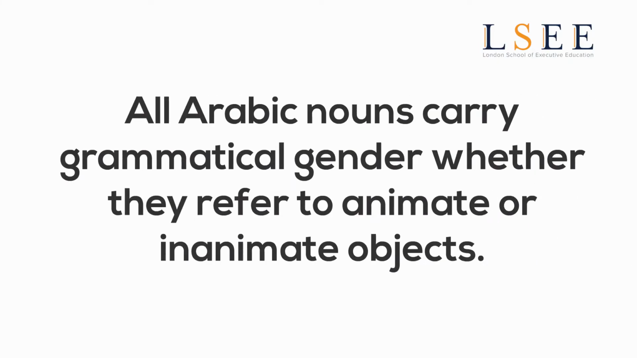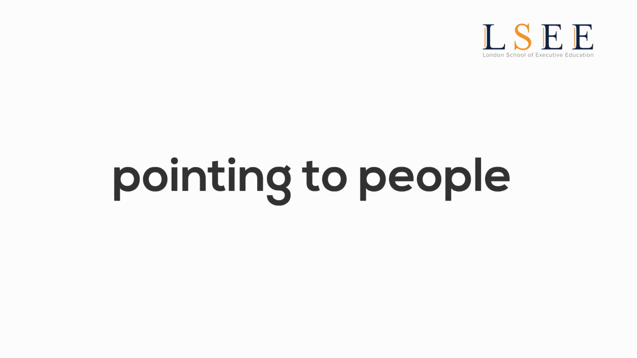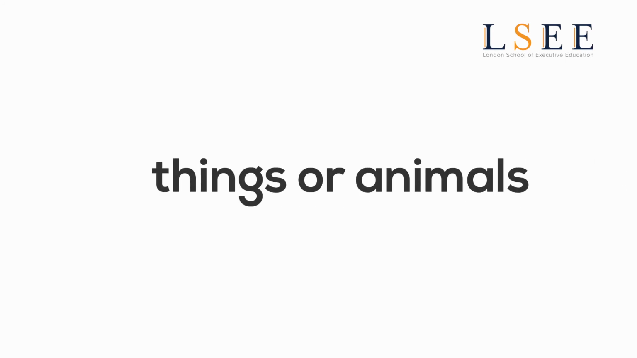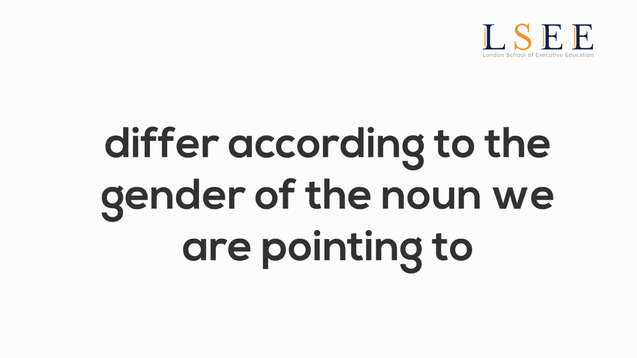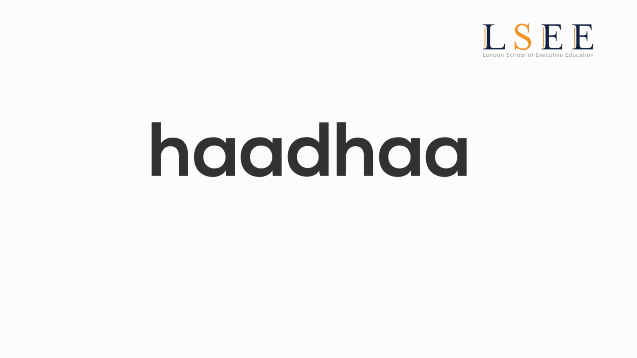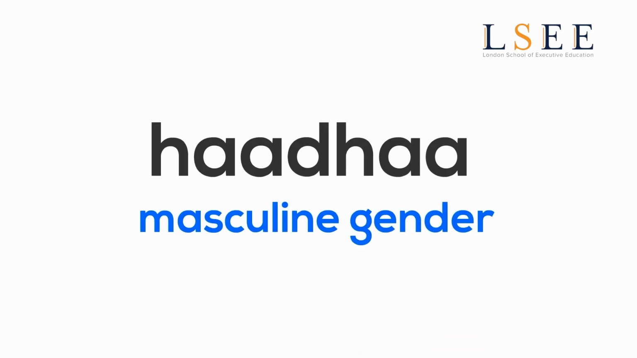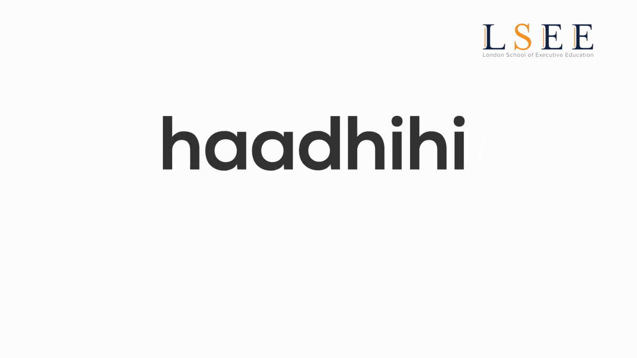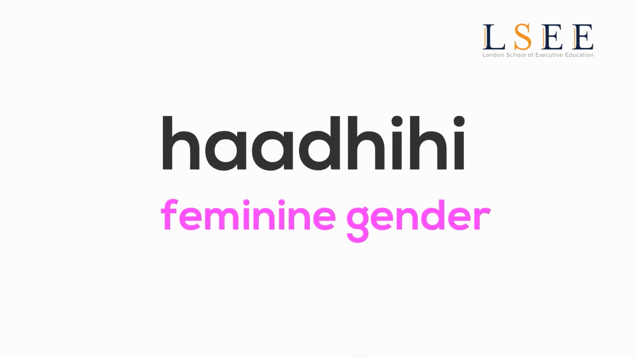All Arabic nouns carry grammatical gender, whether they refer to animate or inanimate objects. For this reason, pointing to people, things, or animals differ in Arabic according to the gender of the noun we are pointing to. This is the equivalent of هذا when we point to a noun that carries the masculine gender, and هذه when we point to a noun that carries the feminine gender.